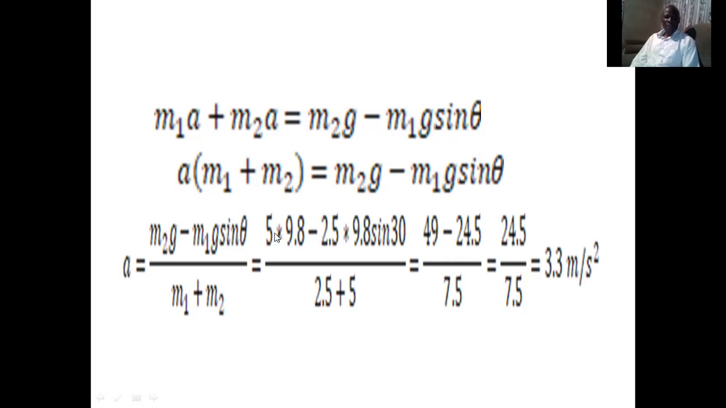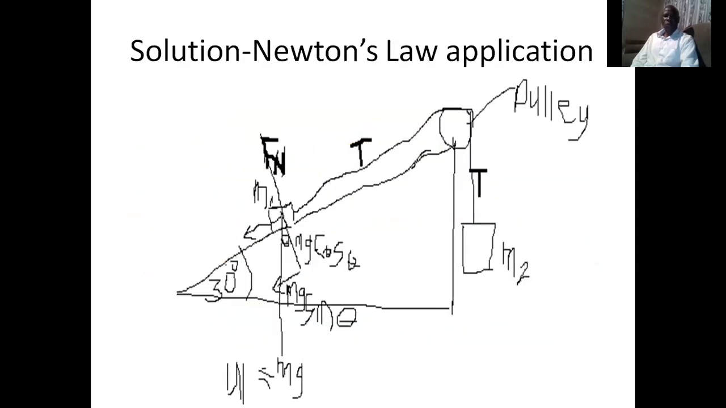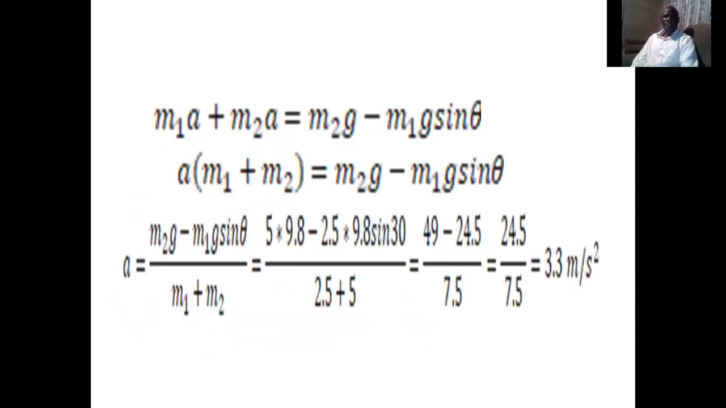We know that m2 is 5 kg and g is equal to 9.8 meters per square second. And then m1 is 2.5 kg and g is 9.8 meters per square second. And then you have sine theta divided by mass 1, which is 2.5, plus mass 2, which is 5 kg. And therefore, we get our answer as 3.3 meters per square second. So this is the acceleration of the two objects, actually. This book will have the same acceleration as this one, because the rope does not extend. And therefore, we have found the acceleration for the two books, that is for mass 1 and mass 2.